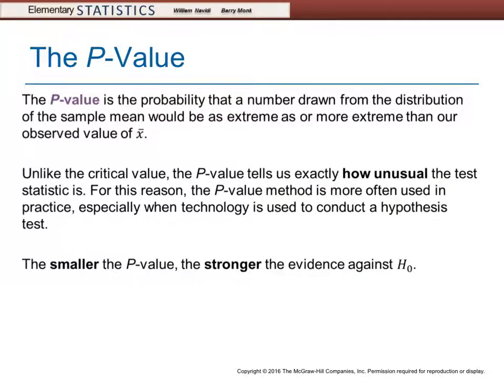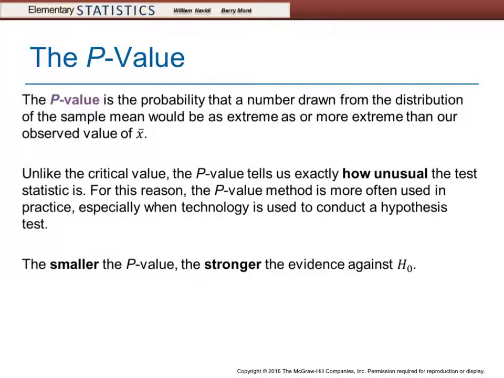The p-value is the probability that a number drawn from the distribution of the sample means would be as extreme or more extreme than our observed value of x bar. Unlike the critical value, the p-value tells us exactly how unusual the test statistic is. For this reason, the p-value method is more often used in practice, especially when technology is used to conduct a hypothesis test. The smaller the p-value, the stronger the evidence against H naught.